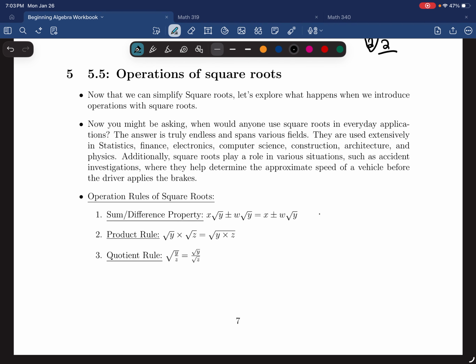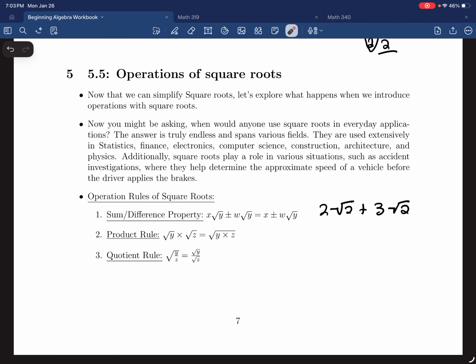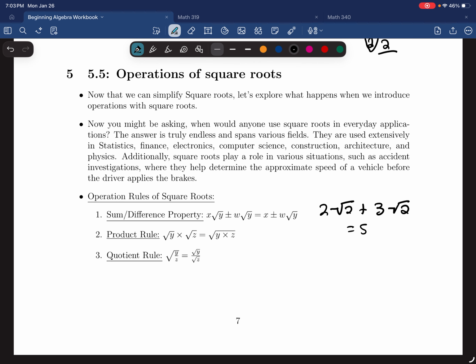So for instance, if we had 2 root 2 plus 3 root 2, you could combine these two together and say 2 plus 3 is 5, so you could simplify this to 5 root 2. But let's say instead we had 2 root 2 plus 3 root 6, hypothetically. You couldn't combine these square roots because they're two completely different roots, therefore two different values, and they're not like terms.